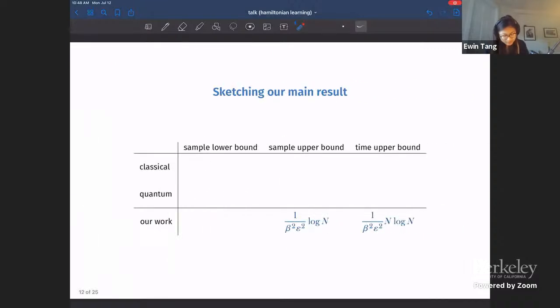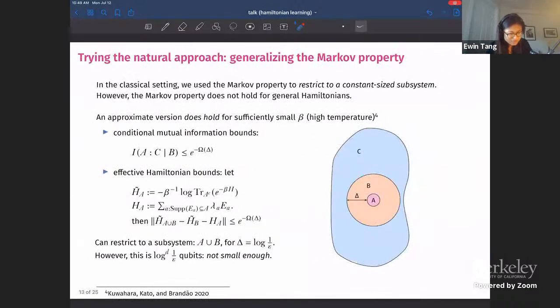Now I'm going to discuss how we get our results in the quantum high temperature setting. The problem that we immediately run into if we try to do this quantum Hamiltonian learning problem is that we would want to generalize the approach that I just sketched before, where we use the Markov property to restrict to a constant size subsystem.